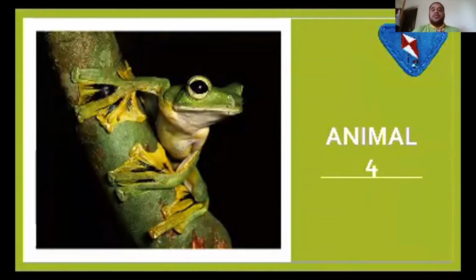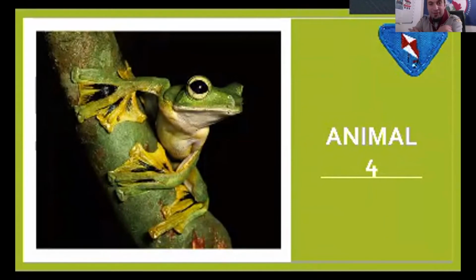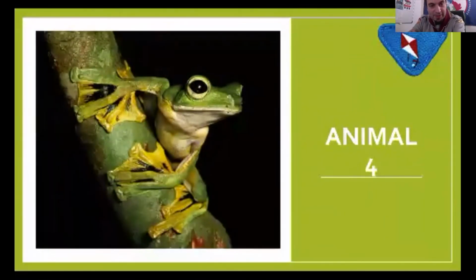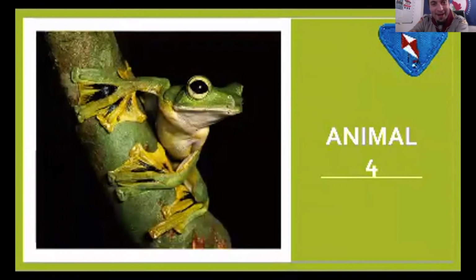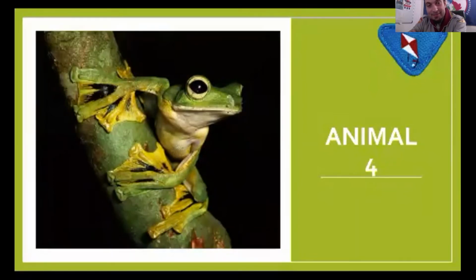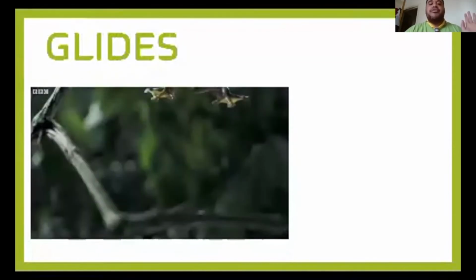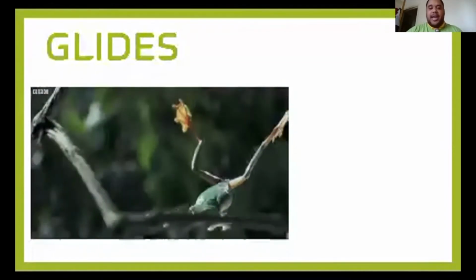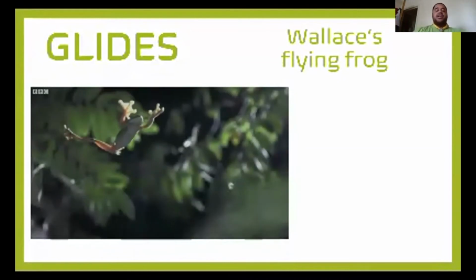This animal. Does this animal fly or does it glide? Majority of adventurers will probably say this animal swims, but the question is, is it flying or gliding? Yeah, okay. And the answers are slowly coming in, and the people are saying this animal is actually gliding. Correct, guys. Well done. So this animal glides through the air. These are called the Wallace's flying frog.